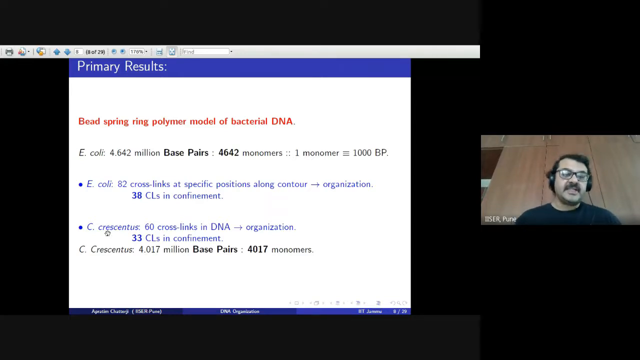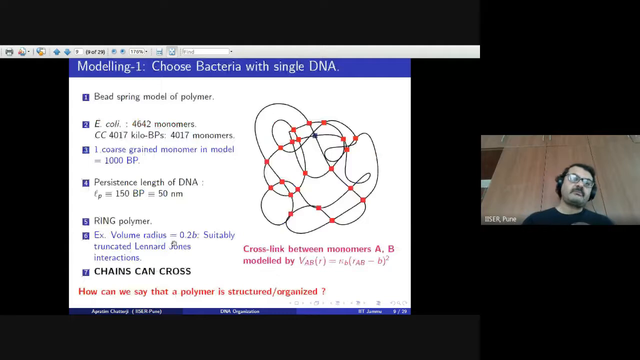For C. crescentus, which has only 4 million base pairs, which we model as 4017 monomers, again, one monomer represents 1000 base pairs. You need 60 crosslinks without confinement to get organization, and 33 if you use a cylindrical confinement. Okay, with this I shall go into the details of the calculation, but this is the basic take home message, that if you crosslink very specific positions, then you get an organization of the bacterial DNA polymer.